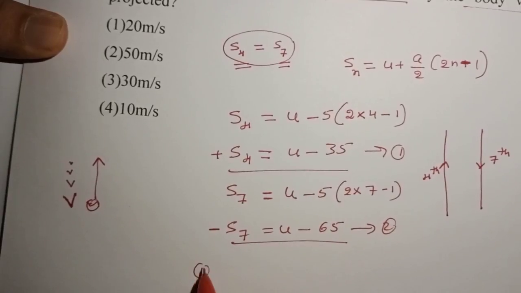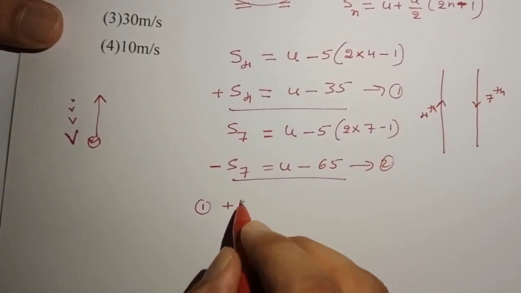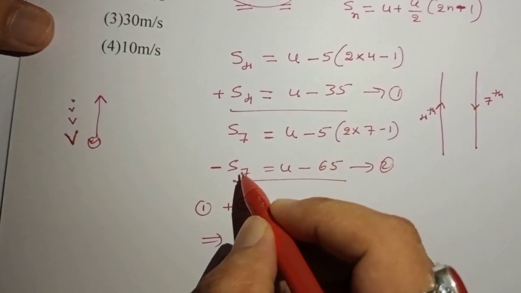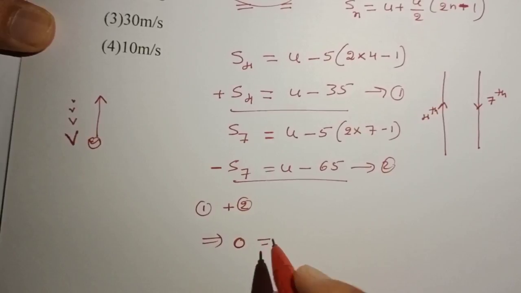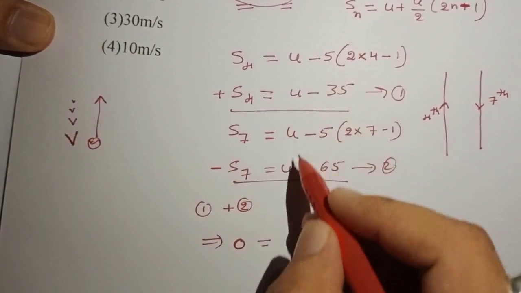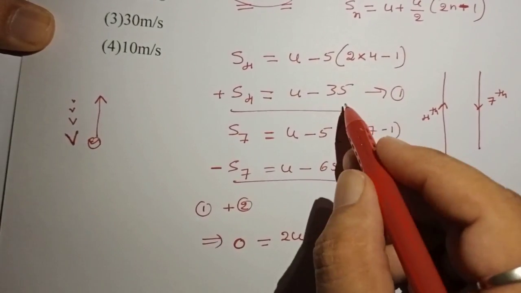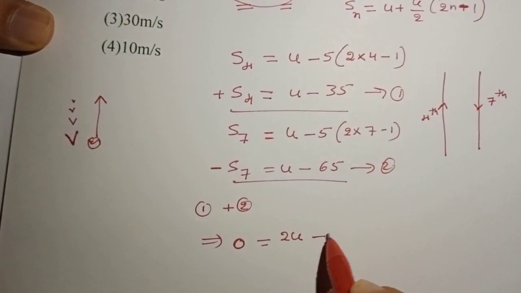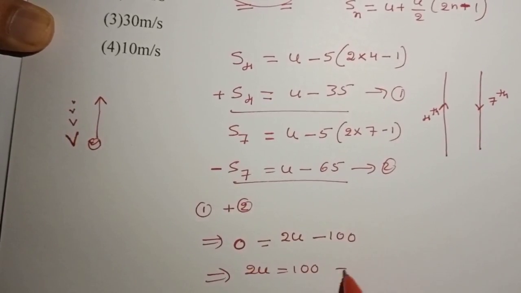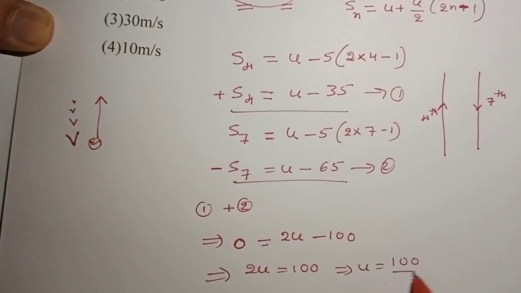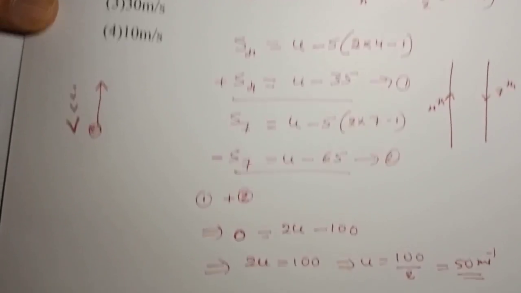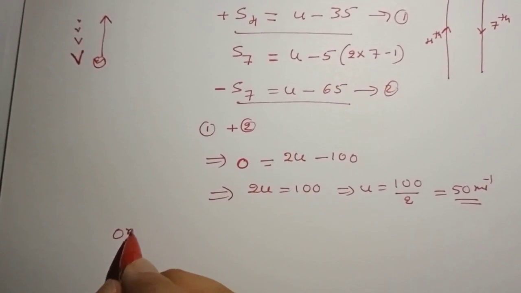Now if you perform 1 plus 2, what happens? S4 plus S7 will be equal to 0, because in magnitude S4 is equal to S7, as they have given. So u plus u will be 2u, minus 35 plus minus 65 will be minus 100. What do you get? 2u is equal to 100, or u is equal to 100 by 2, which is 50 meter per second. Or you can have an alternate method also.